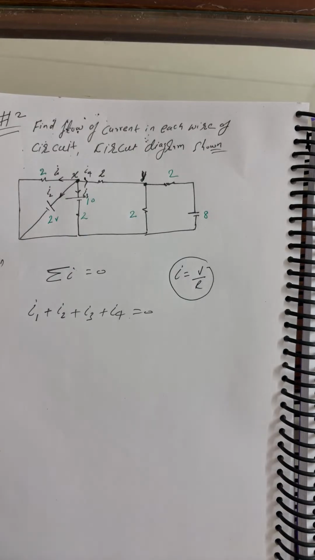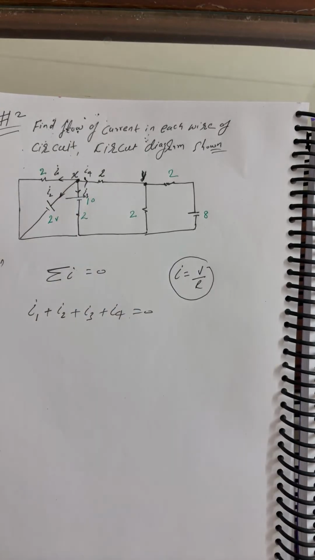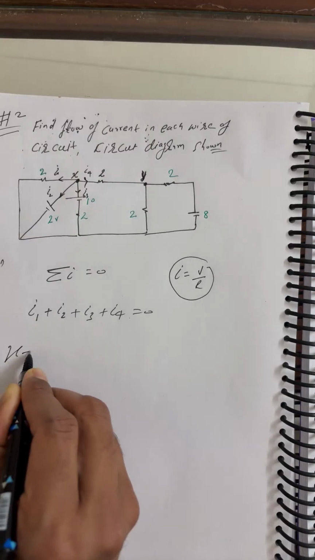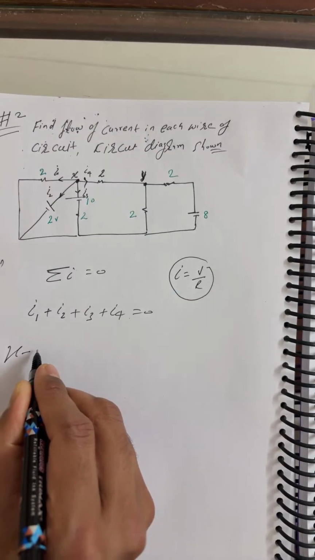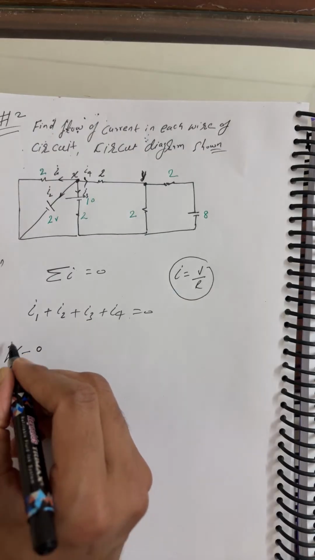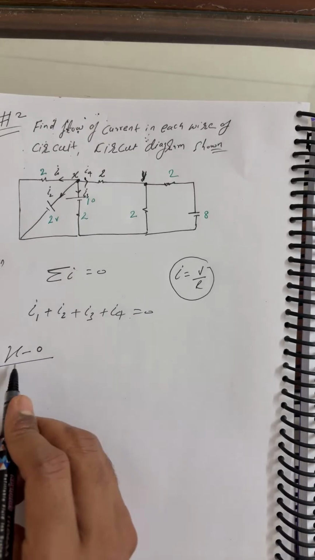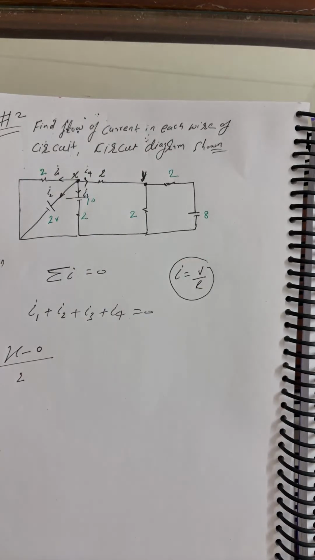Here you can write the expression for I1. X is the higher potential junction point. Keep in mind that the junction point is always at higher potential. So this is X minus 0, there is no potential difference at all, and the resistance is 2. I is V by R. The ladder circuit, yes, I'll do later.